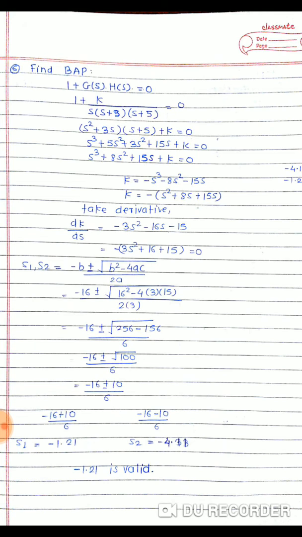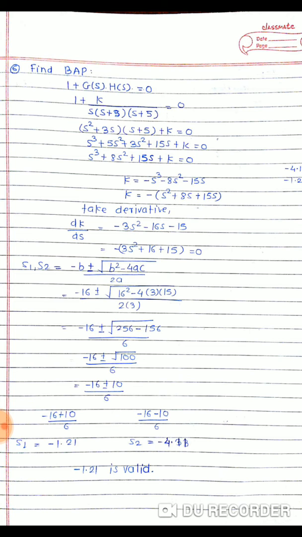Then, to find the roots of this equation, use the formula minus b plus or minus root of b square minus 4ac, divided by 2a. Put the values, and we'll get minus 16 plus 10 divided by 6 and minus 16 minus 10 divided by 6. You will get two breakaway points. One is at minus 1.21, another is at minus 4.11. Out of these two roots, only one breakaway point is valid, that is at minus 1.21.